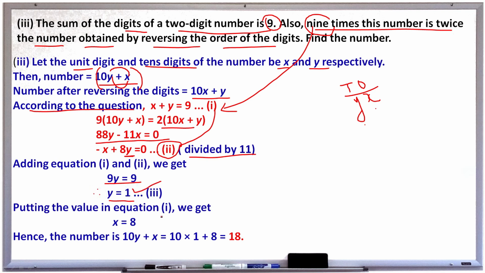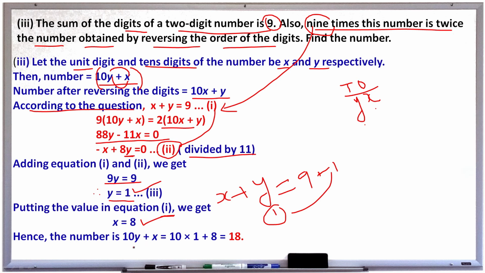Putting this value in equation number 1. Equation number 1 is what? x plus y is equal to 9. So y is equal to 1. If you put y is equal to 1, so x plus 1 is equal to 9. So x is equal to 9 plus 1. It will become 10. Sorry, this 1 will come right side, it will become minus 1. So 9 minus 1 is equal to 8.